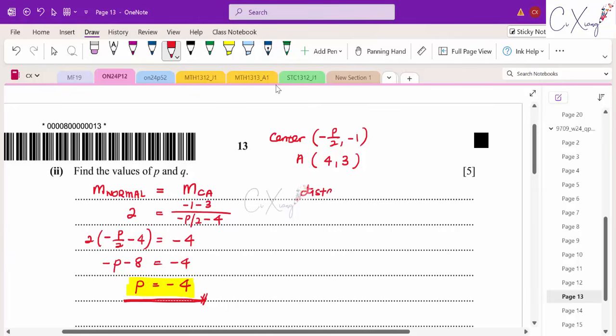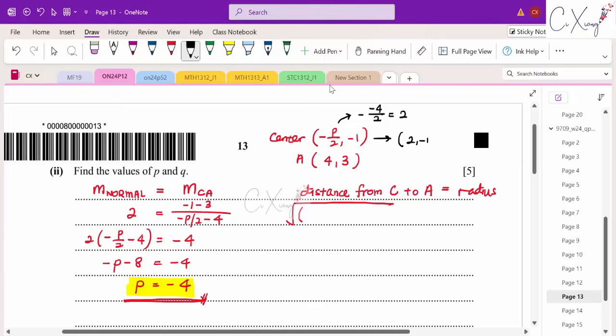So now to find q, I will use this information: the distance from center to A is equal to the radius. How to get the distance from C to A? It will be x1 minus x2 squared. I will take x as negative p, but I know p is negative 4. So negative 4 divided by 2, you get 2. So your center now becomes 2 and negative 1.